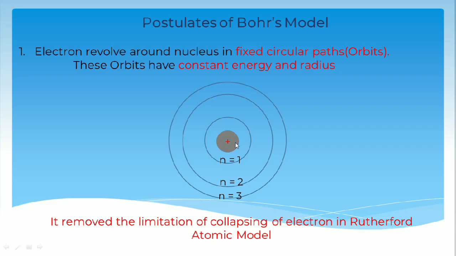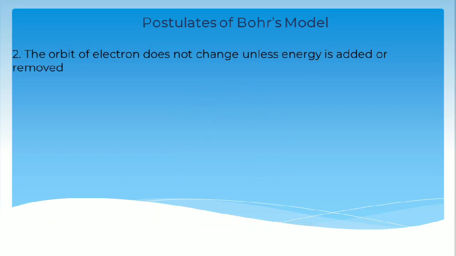Which one has the lowest energy? n equals 1, the first orbit. So electrons revolve around the nucleus in fixed circular orbits having definite energy and radius. This is our first postulate.